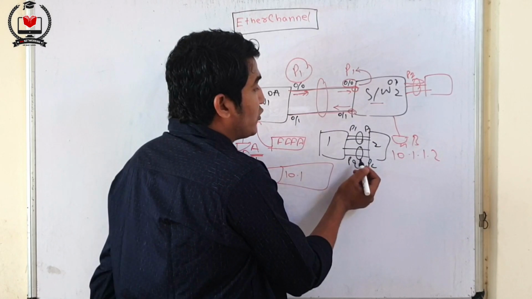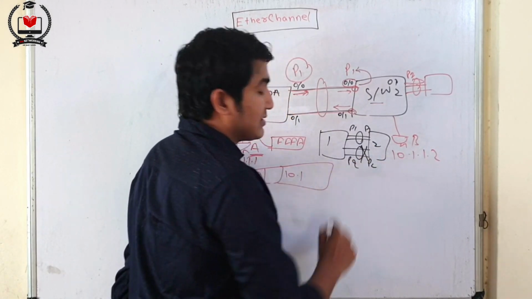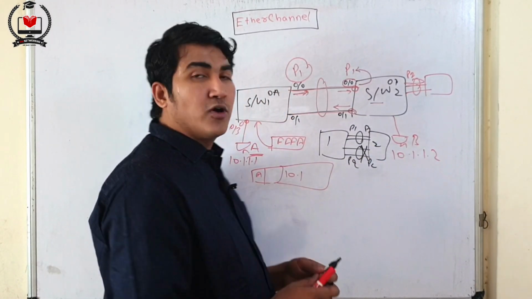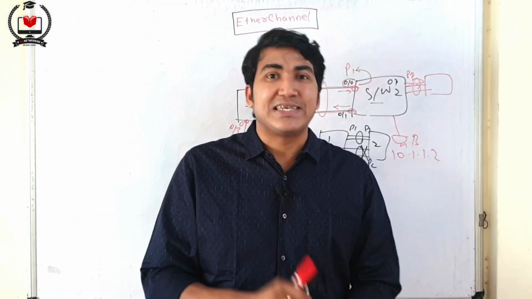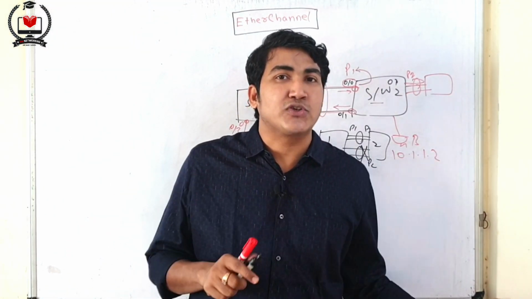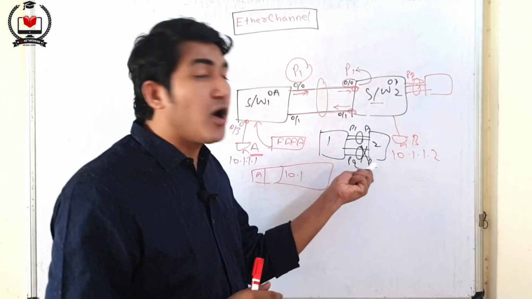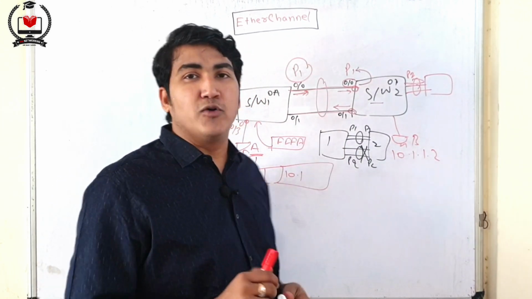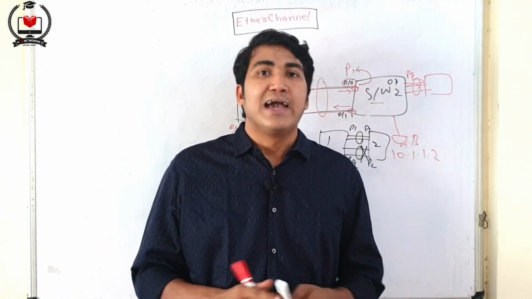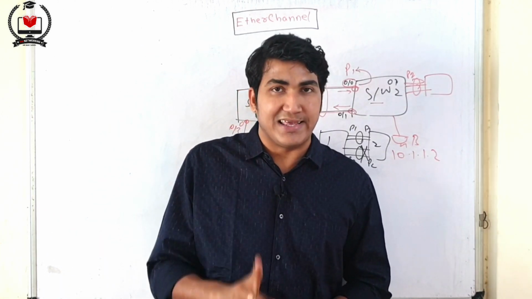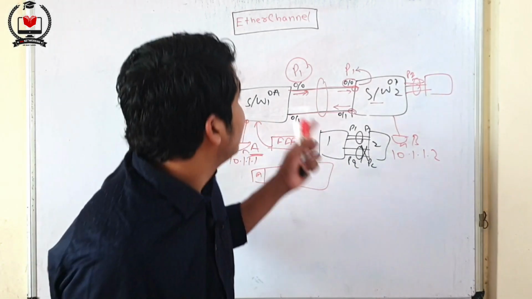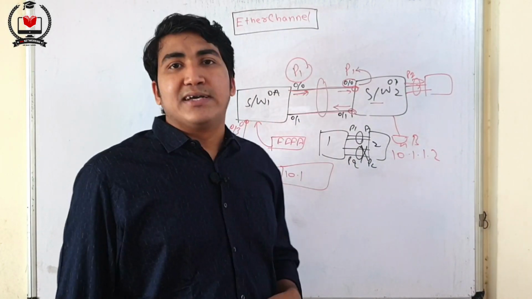Now again what will STP do? STP will block this link, this port P2. So again a loop will not form. So if you have 2 channel groups between switch 1 and switch 2, then STP will block 1 channel group. But within 1 channel group, suppose you have 4 links or 8 links, STP is not going to block a single link. Okay, now guys, this is why we came up with EtherChannel.